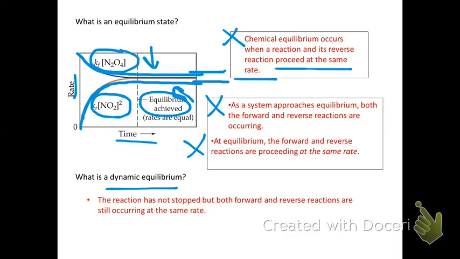Dynamic tells us that we have not stopped the reaction at equilibrium. The reaction is still occurring even though equilibrium has basically been established. Both the forward reaction is still going on and the reverse reaction is going on. The only thing is they're occurring at the same time, the same rate. All right? And so that's what dynamic equilibrium just means. Dynamic is the reaction has not stopped. All right?